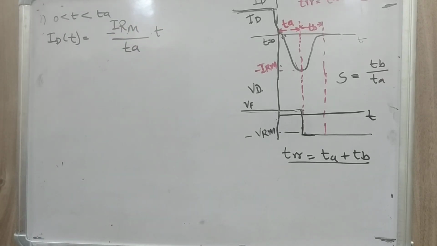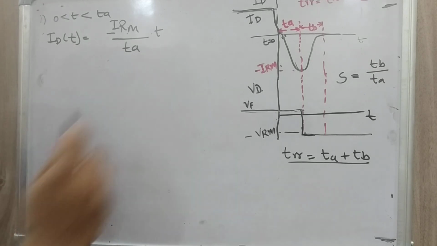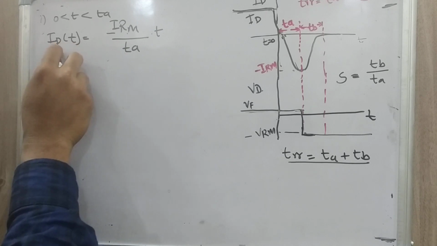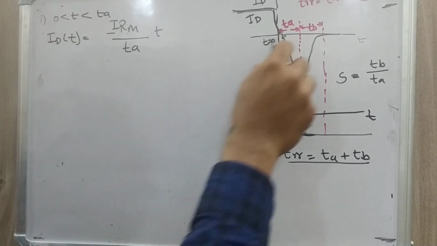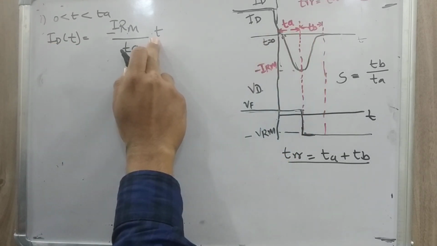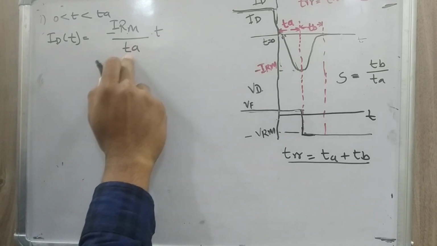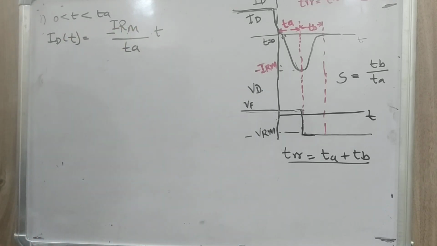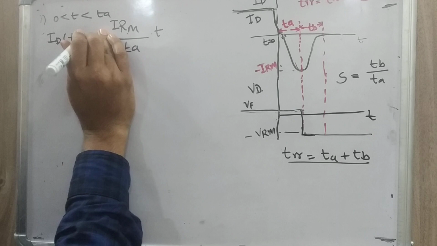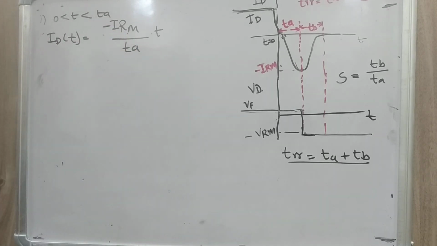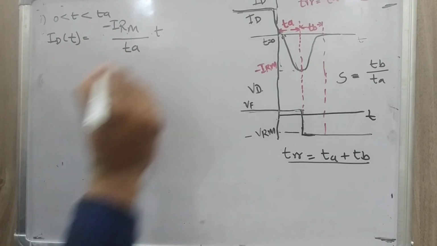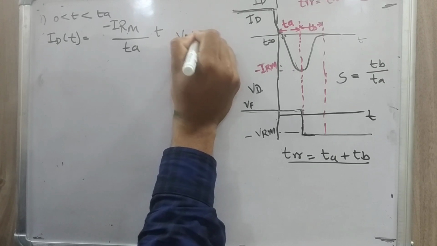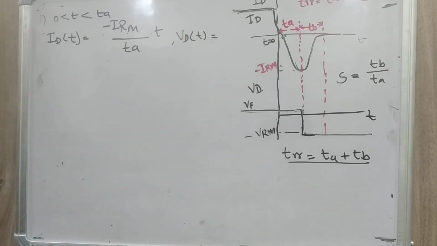So that is a straight line equation, because if we put t equal to 0, then we will get ID of t equal to 0. So this is this point. Then if we put t equal to TA, then this will cancel out and we will get minus IRM. So I will just write down neatly. So this is the equation.